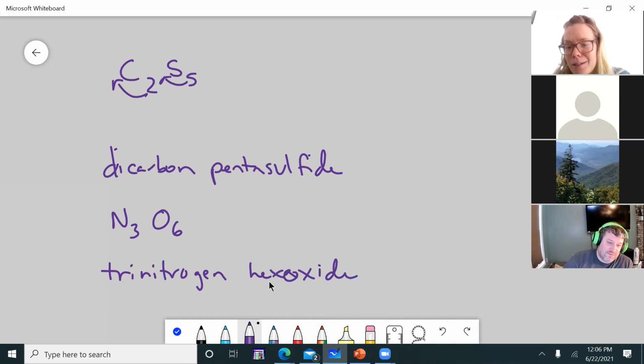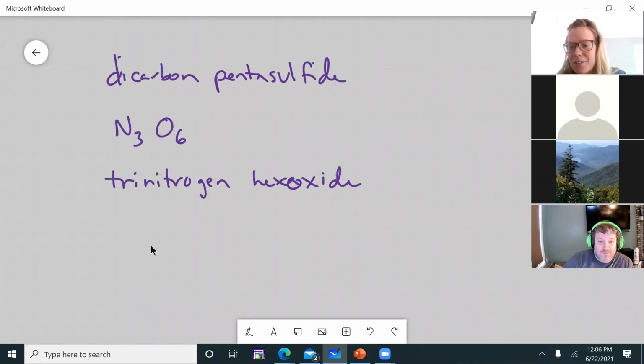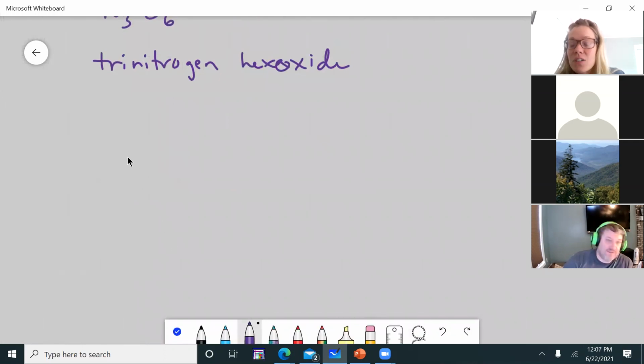6, hexa, I think it's hexoxide. I actually don't 100% know. It could be hexoxide. I have trouble with which vowels get dropped and don't. That's pretty easy, right? That's it. Now you can name moleculars. You're done.